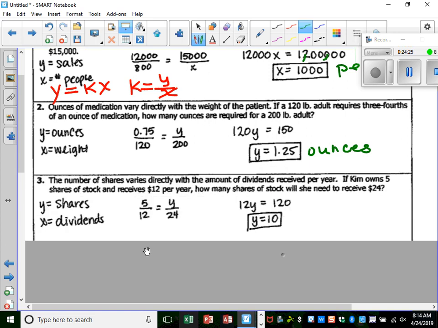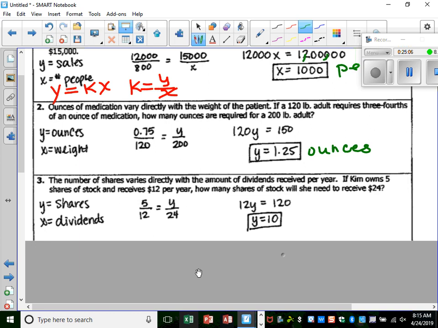So let's take a look at number 3. The number of shares, so shares is Y, varies directly with the amount of dividends received per year. So your X is dividends. If Kim owns 5 shares of stock, Y over X, she receives $12 per year. That's the dividends. How many shares of stock does she own if she receives $24? We don't know, so we say Y. And then, of course, you cross multiply and solve.